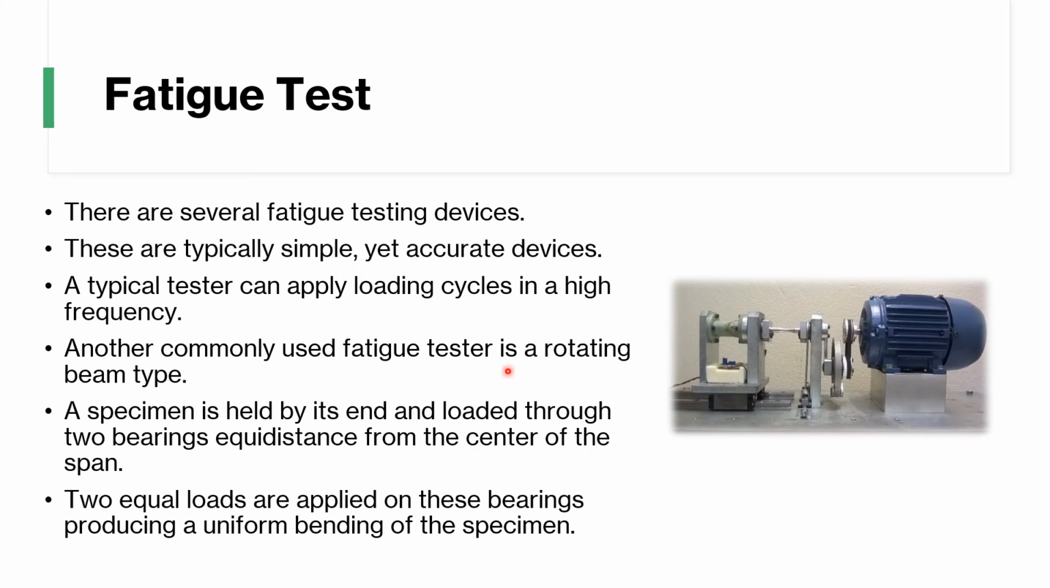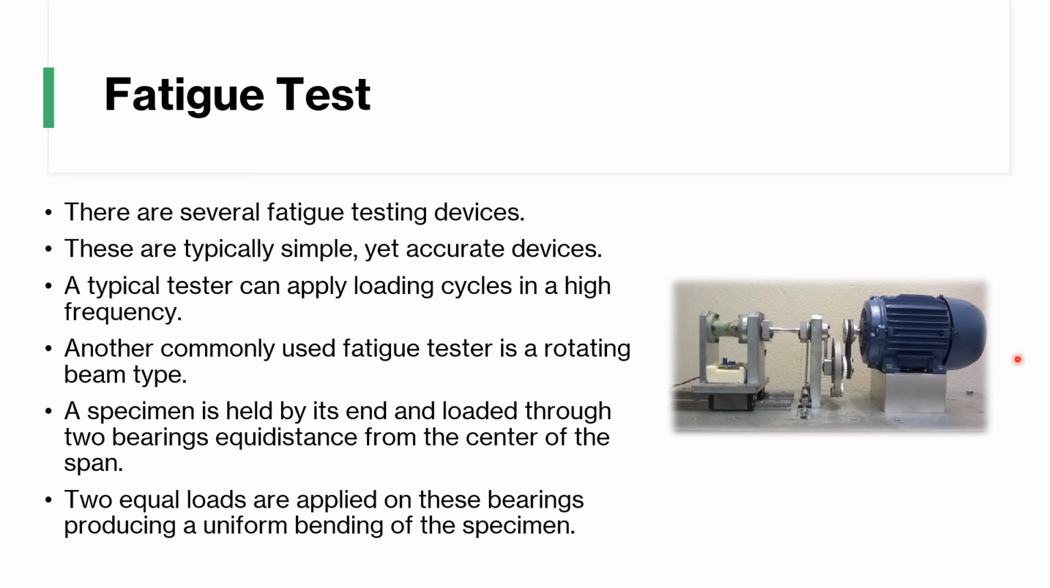Another commonly used tester or equipment is a rotating beam type. The specimen is held by one end and loaded through two bearings, equidistant from the center of that span. So two equal loads are applied on these bearings, producing a uniform bending of that specimen.